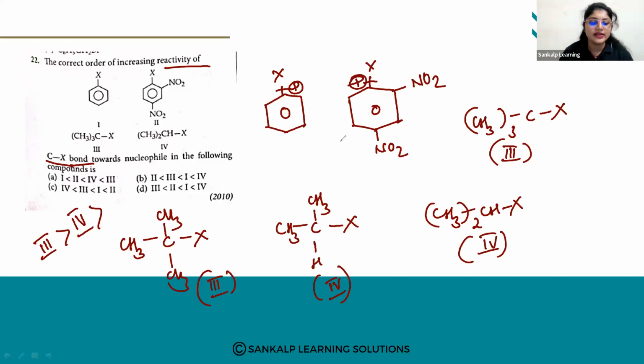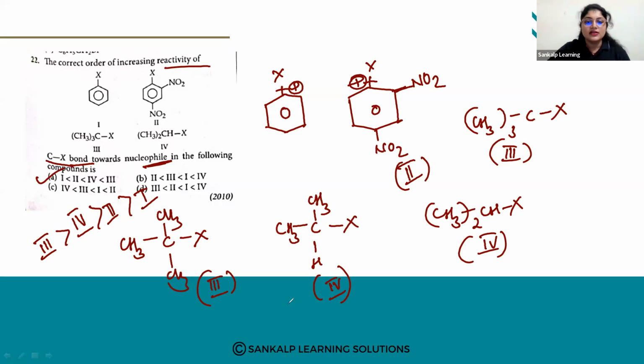Then amongst the aromatic ring, you have to see for the electron withdrawing group. For a nucleophilic substitution reaction, if there is an electron withdrawing group, the reactivity rate will increase towards nucleophilic substitution. So then it will be second, and then comes the first. You can check the options: the order is third, fourth, second, first. So option A is the correct answer.